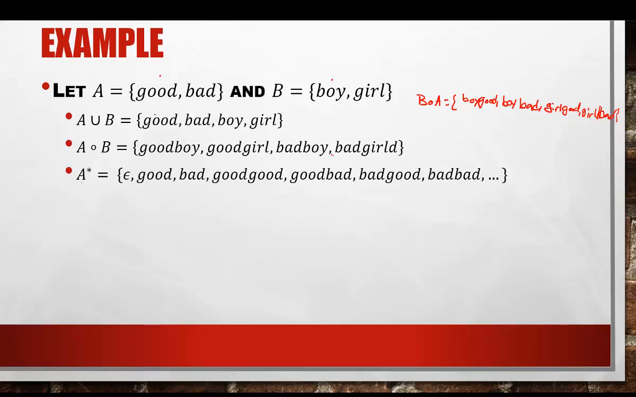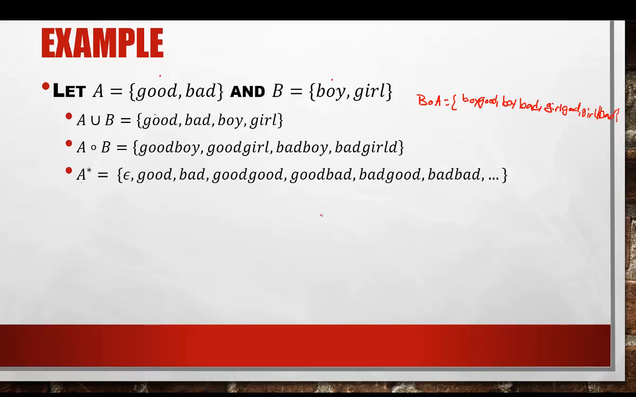and then string bad concatenated with good, bad with bad, so you do like 2 permutations of these, and then 3 permutations of these, and then 4 permutations of these. So it's going to be an infinite set of all the strings that are drawn from set A in any kind of ordering, and that is the star operation.